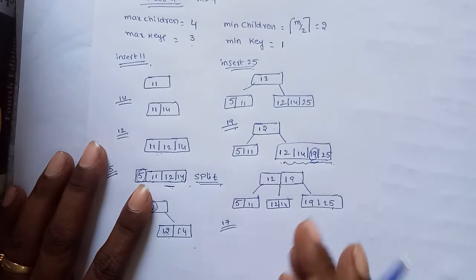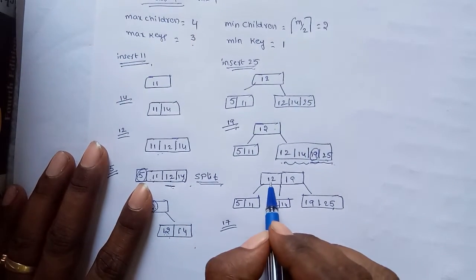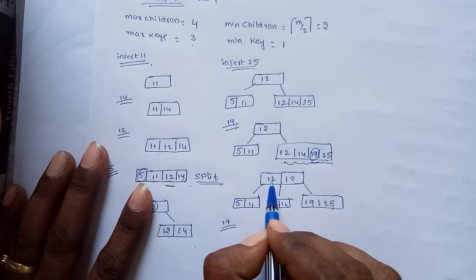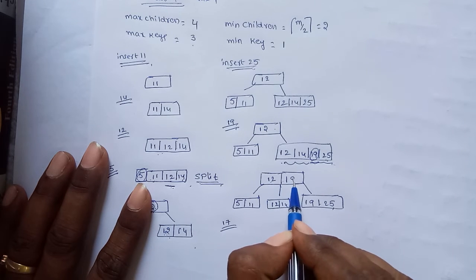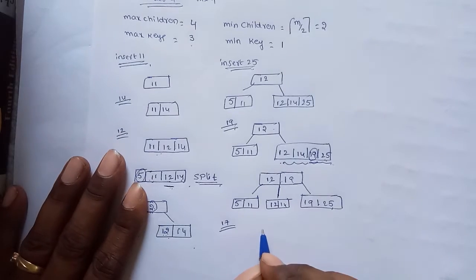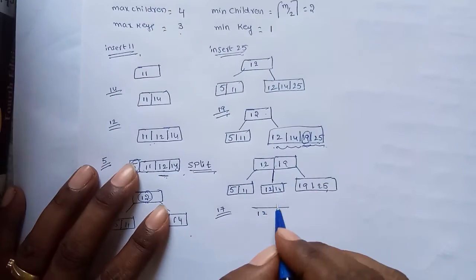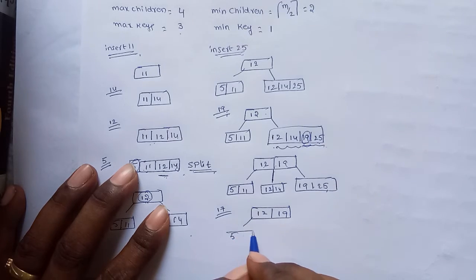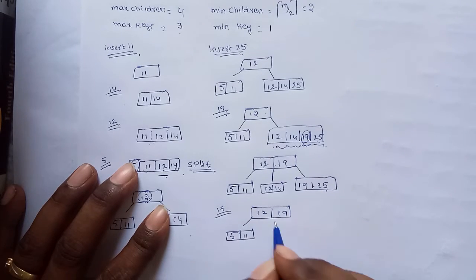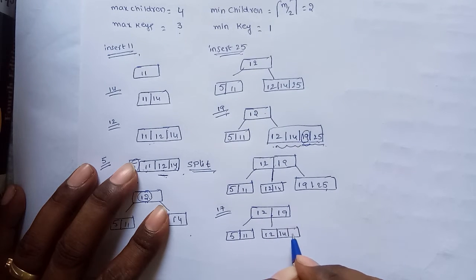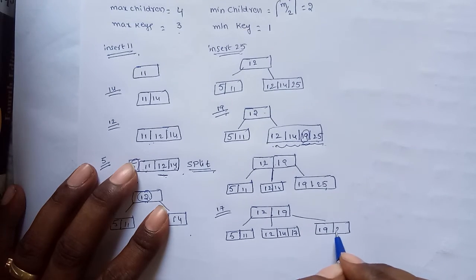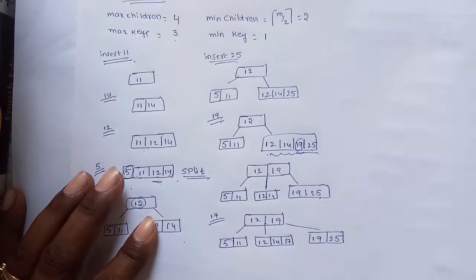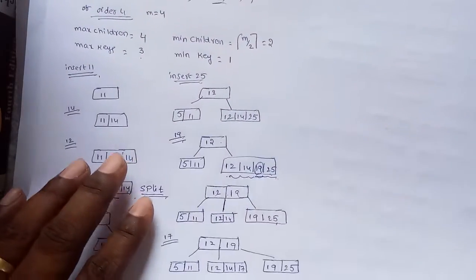Next, insert 17. What is the position of 17? How do we insert? We always check 17. 17 is greater than 12, and 17 is less than 19. So we always move to the middle node. So 12, 19. Remember, insertion is always performed at leaf level, either in B trees or B plus trees. Insertion is always performed at leaf level. So 17, 19, 25. Okay, 17 is completed. Now insert 16.